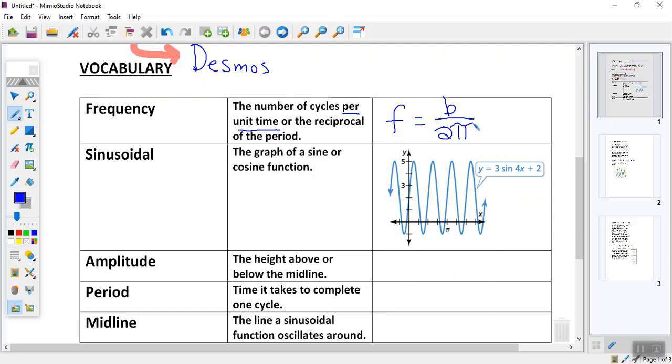Yep. Okay. One of my favorite math words, sinusoidal.